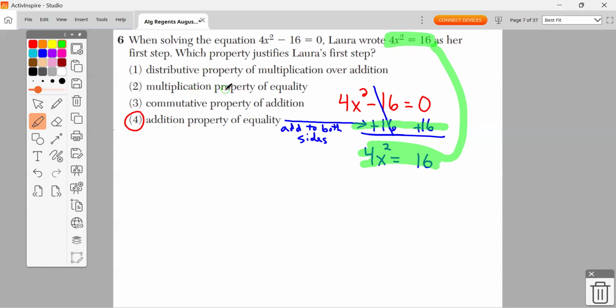That would be multiplying the same number on each side. It would not be the commutative property. Commutative property would be switching the order and adding.